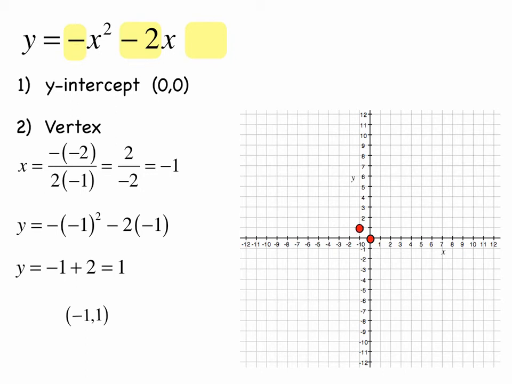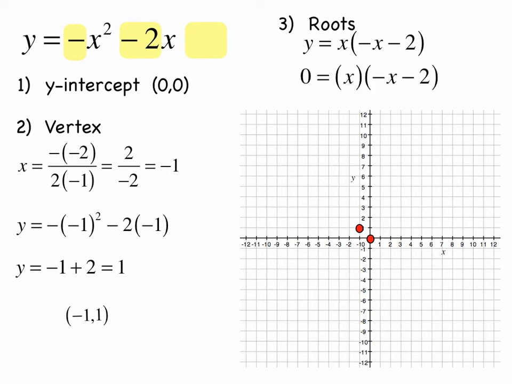Now, in order to find the roots, I'm going to try and factor it. If I look at it, there's an x that's common. x is common. I'm going to factor that out. I'm left with negative x minus 2. Remember, the y value is going to be 0. So again, I have two numbers. I have the one number x, and I have the other number, negative x minus 2. Both of these are multiplied together to get 0. So I have either x equals 0 or x equals negative 2. These are points, 0, 0, which we already knew, and negative 2, 0.